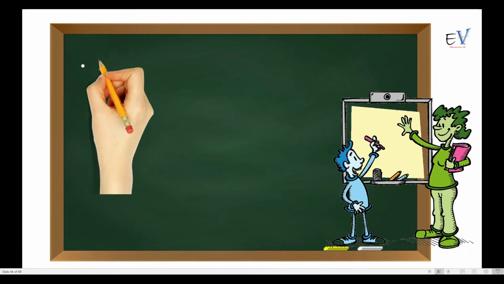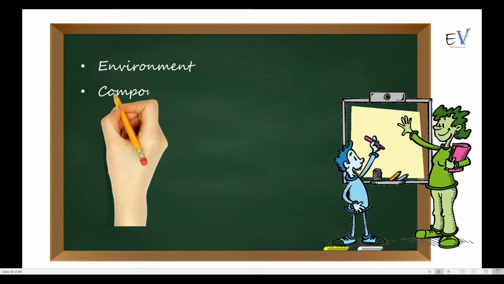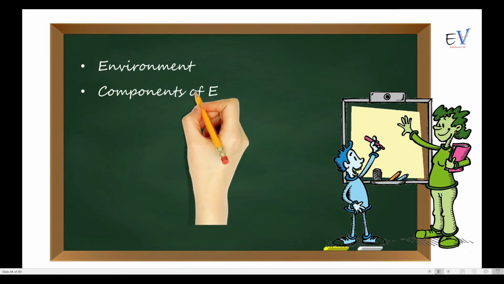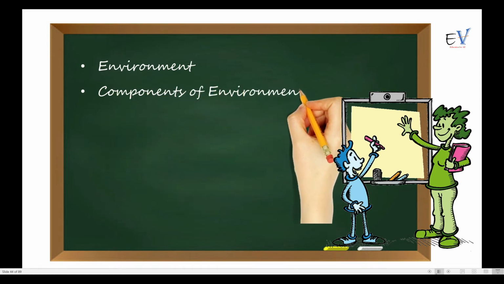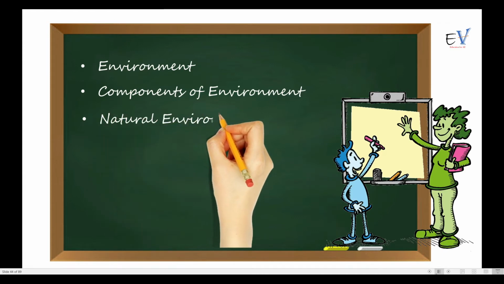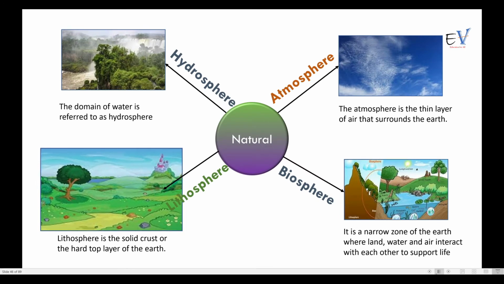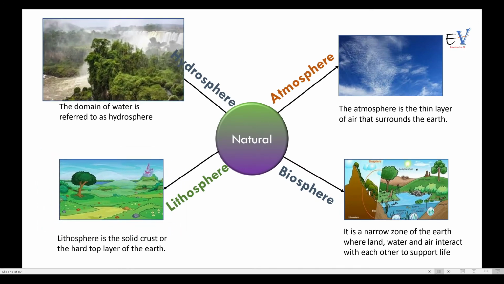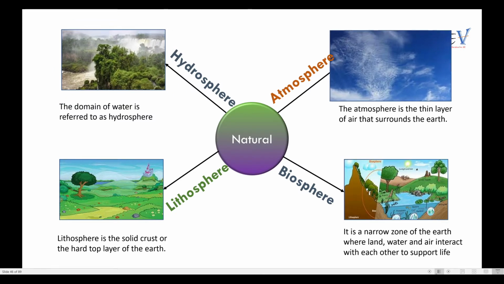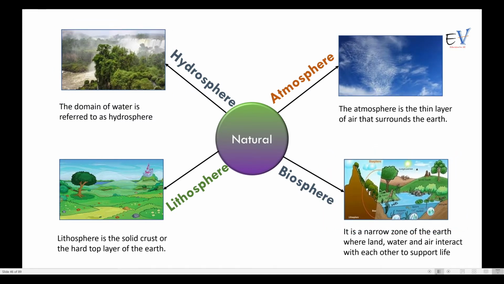Hi all, in the last video we talked about environment. There are three components of environment: natural, man-made and human. Land, water, air, living things comprise the natural environment. The land area is called lithosphere, water is hydrosphere and air is atmosphere. And the area where all these interact with living things is called biosphere.